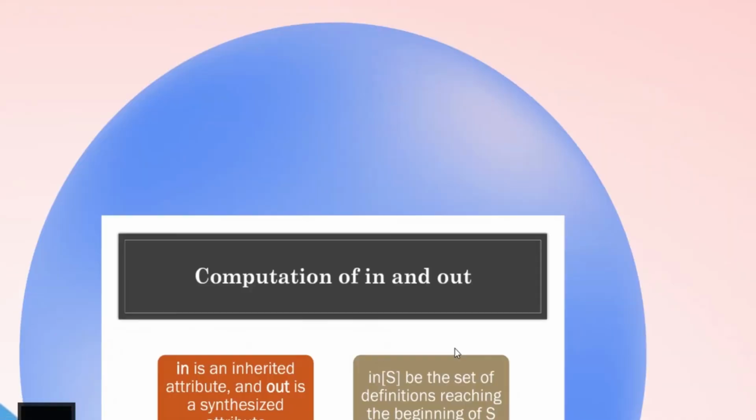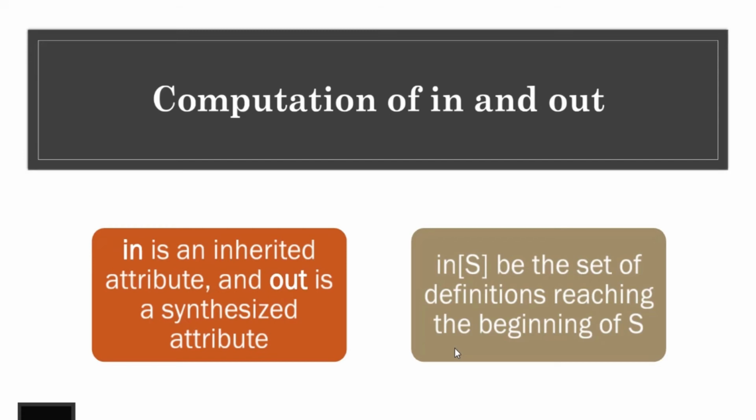Next, computation of in and out. Many data flow problems can be solved by synthesized translation to compute gen and kill. It can be used, for example, to determine computations. However, there are other kinds of data flow information such as reaching definition problems. It turns out that in is an inherited attribute and out is a synthesized attribute depending on in. So, we intend that in of S be the set of definitions reaching the beginning of S, taking into account the flow of control throughout the entire program, including statements outside of S or within which S is needed.